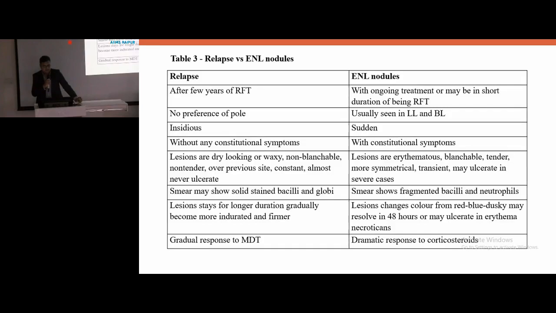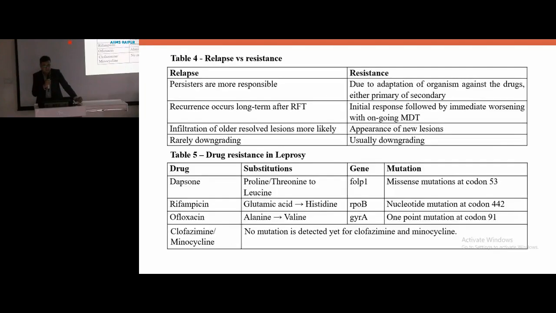What I'm trying to stress again and again is that we should first rule out reaction when we are suspecting a patient with relapse. This slide I will come back to slightly later on.